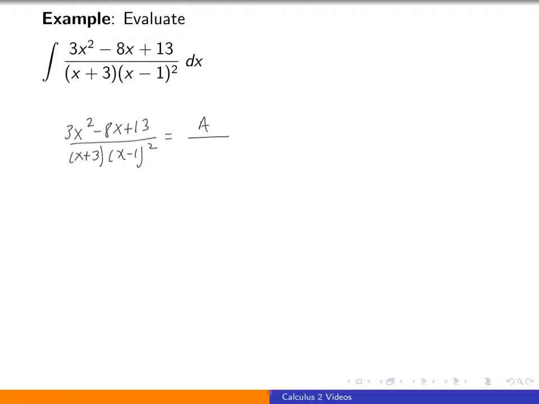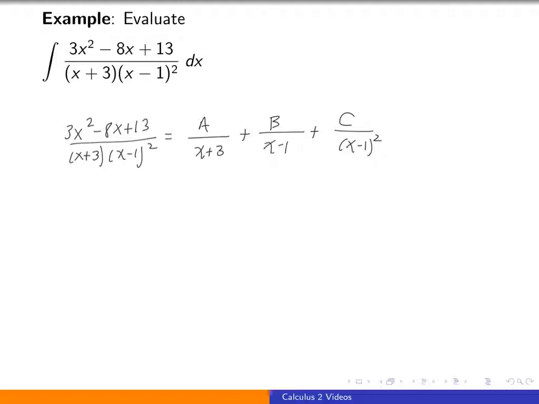We're going to have A over x plus 3 plus B over x minus 1 plus C over x minus 1 squared. And recall that the PFD contains one term, so 3 in this case, for each of the factors of the denominator: x plus 3, x minus 1, and x minus 1 squared.